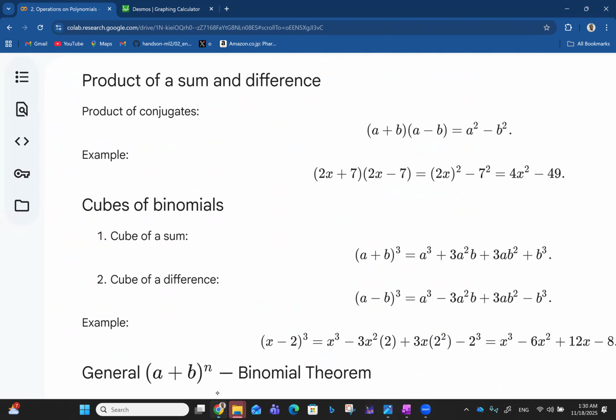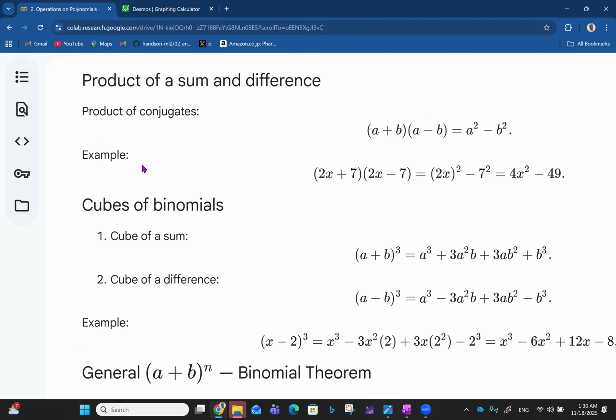Okay, so these are very fast things you may need to master. That's why you have 2x plus 7 into 2x minus 7. You just go straight and you just know it is 2x squared minus 7 squared. 2x squared is 4x squared, 2 times 2 is 4, x times x is x squared. 7 squared, that's 49. So 4x squared minus 49 easily.